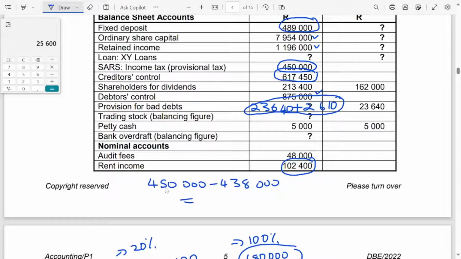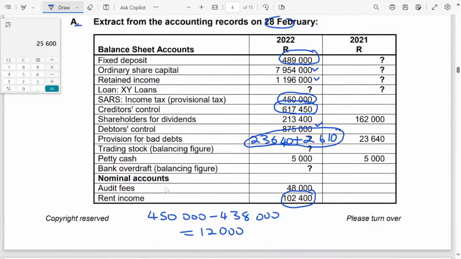That is going to be 12,000. So this is an asset, so it must go and fall under the trade and other receivables. Sometimes we can just do this using a ledger account, SARS income tax. In a SARS income tax, on the debit side, you include the provisional tax, which is given as 450,000. And then on the credit side, you include the income tax, 438,000.